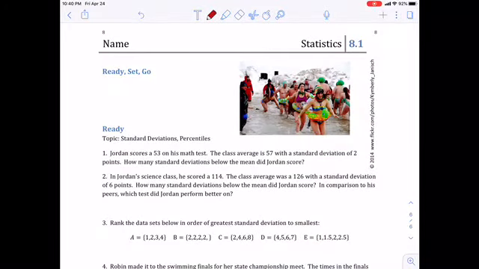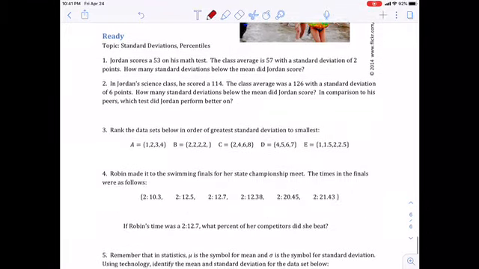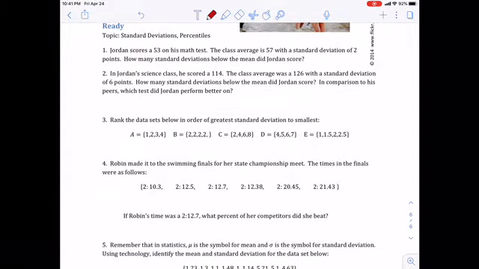So today we're looking at assignment 8.1, what is normal, and we're going to go ahead and talk about this last page, which hopefully you've tried on your own, but we're going to go over it. So question 1, Jordan scores a 53 on his math test. The class average is 57 with a standard deviation of 2 points. How many standard deviations below the mean did Jordan score?